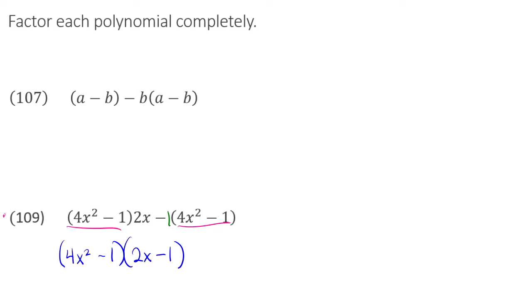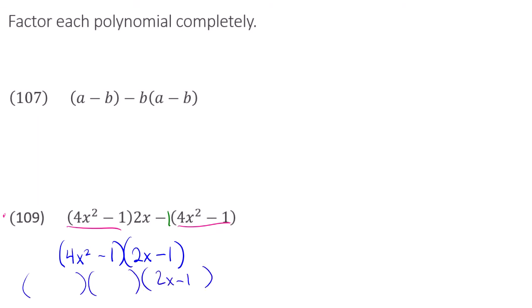2x minus 1: 2x and 1. 1 is a perfect square, but 2x is not a perfect square. So it's not a difference of 2 squares. So we can't factor that. But this we can, right? That is a difference of 2 squares. 4x squared is a perfect square, and 1 is a perfect square. It's a difference. There are 2 of them, so we're in good shape to factor that out.